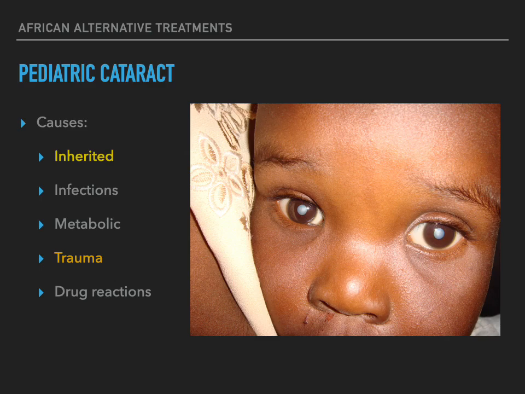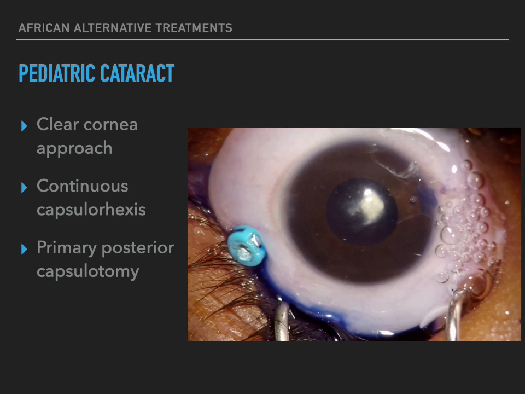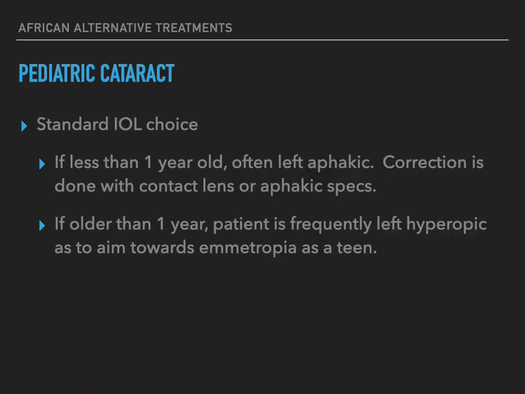Pediatric cataract. So I mentioned pediatric cataract in my previous lecture as being the most common pediatric eye surgery that we do besides trauma. In our setting, the most common causes of pediatric cataracts are inherited or traumatic cataracts. And we use a clear corneal approach, a continuous curvilinear capsulorhexis, and finish by doing a primary posterior capsulotomy through a pre-placed trocar cannula at the end of the case.